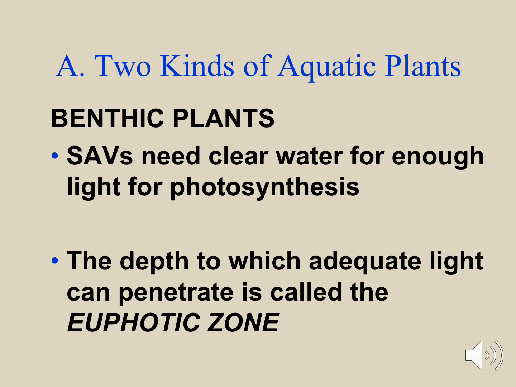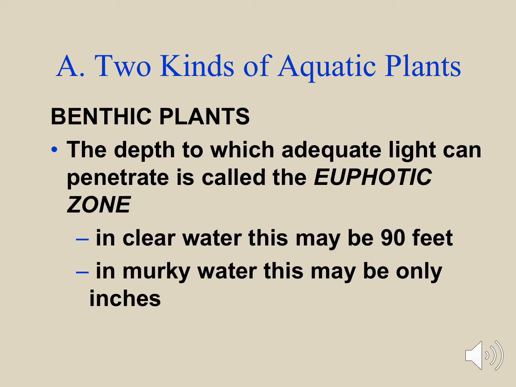The depth to which adequate light can penetrate a water body is called the euphotic zone. It'll tell us where the benthic plants are and basically how productive the water body is. So again, the depth to which adequate light can penetrate is called the euphotic zone. In clear water, a clear lake, sunlight may be able to penetrate to a depth of 90 feet, and you'll see benthic plants at that depth. If the water is turbid or murky, this may be only a few inches to maybe a foot deep. The sunlight just cannot penetrate the turbid water.